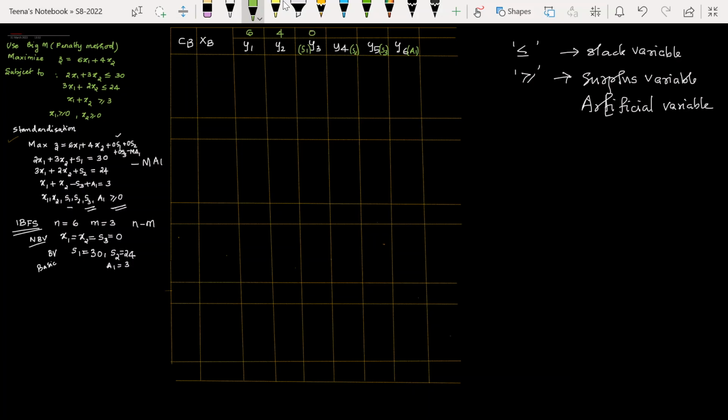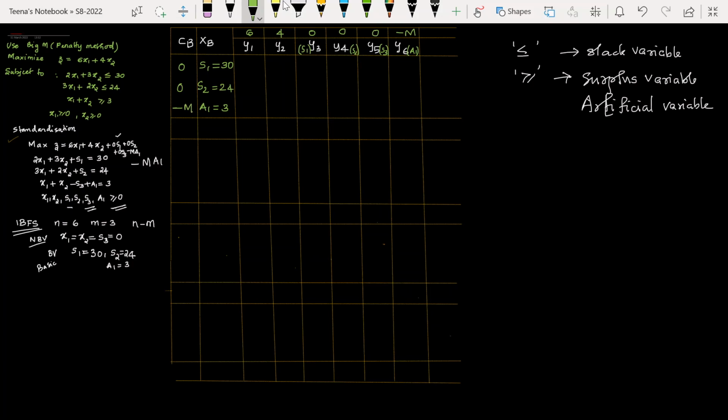6, 4, then S1 cost is 0, S2 it is 0, S3 also it is 0, and A1 cost is minus M. Then the basic variables are S1 with value equal to 30, S2 with value equal to 24, and A1 with value equal to 3. Then the cost CB is 0, 0, minus M.